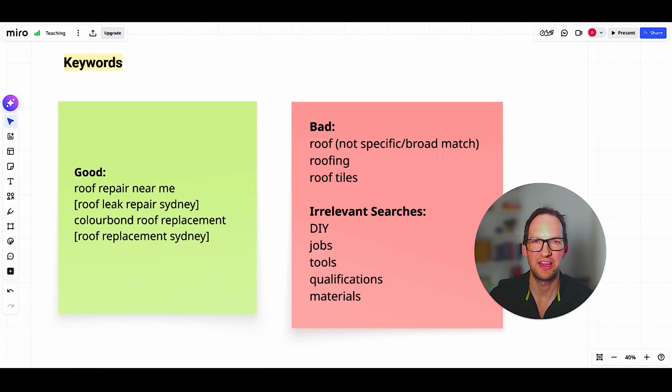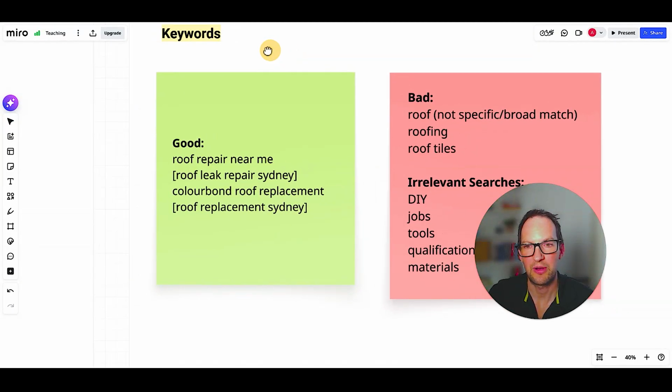The first place to start is your keyword selection. Now, if you're getting the wrong keywords, then you're likely paying for clicks that are irrelevant, people that were never going to convert in the first place. So we want to make sure we get our keywords right. And most accounts, what they do is they go too broad. They start with keywords like roof or roofing or something like that. And the problem with that is it's going to bring a whole lot of irrelevant searches. So people might be searching for roofing jobs, roofing tools, DIY roof replacement. And if your ads are showing for those sort of searches, there's actually no intent to purchase what you sell.